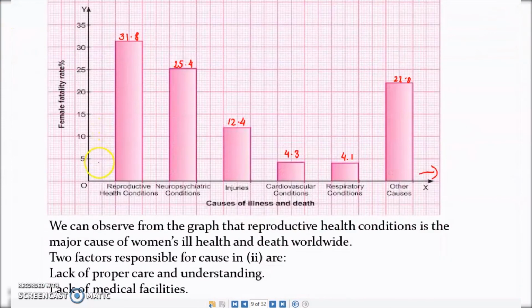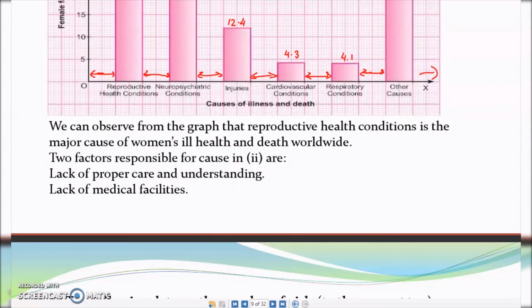And if you observe here, equal gaps have been left between the bars. Here it is 1 unit, here also it is 1 unit, 1 unit, and so on. So these are all equal gaps. You can't do like 1 unit between these two and then 2 units between these two. That is not allowed. So they are equal gaps. If you see the width of the bar, that is also equal. So this is how a bar graph has to be made.